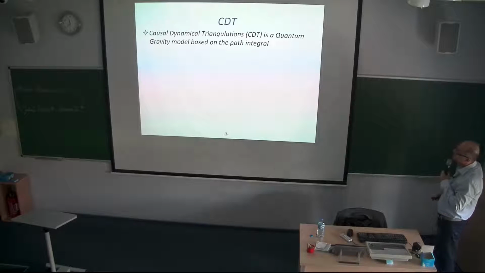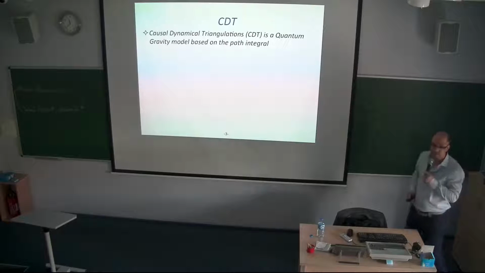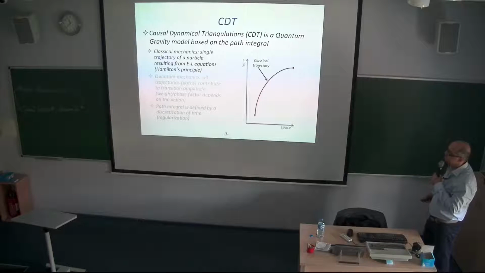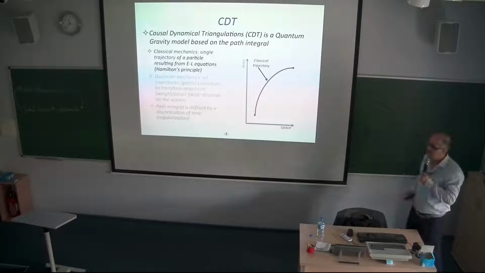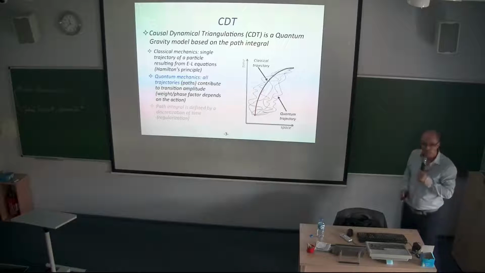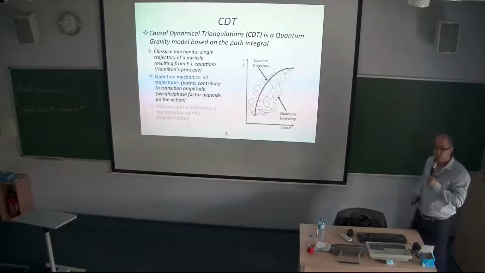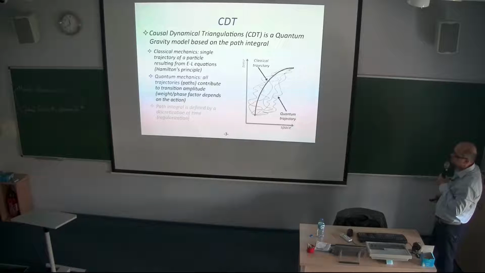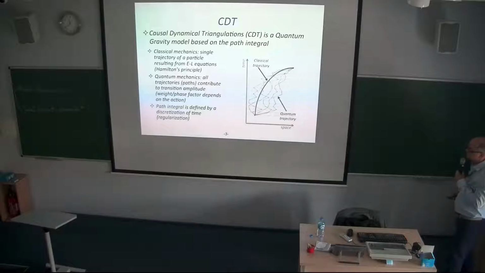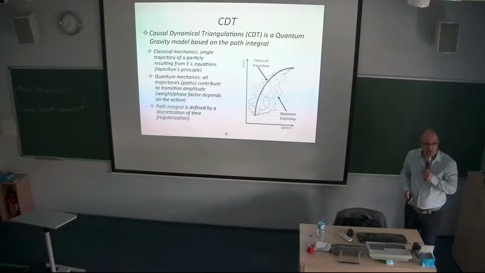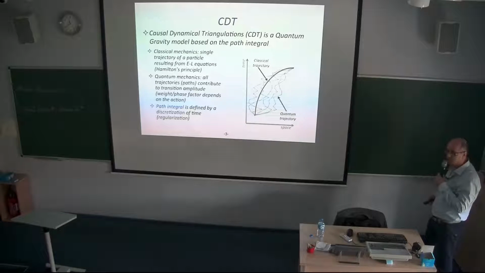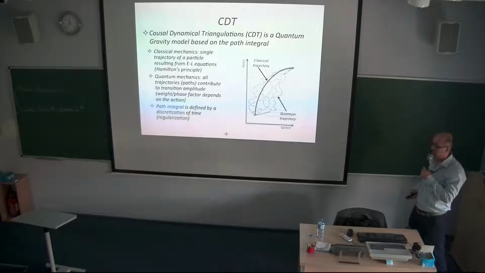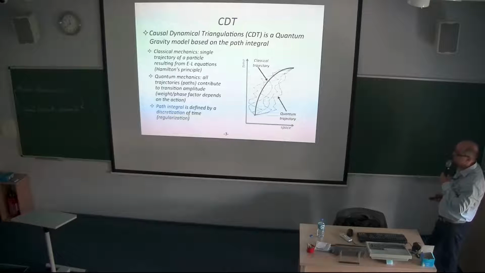Okay, so causal dynamical triangulations is a quantum gravity model which is based on the path integral approach. Just to recall very quickly, as you know, in classical mechanics we just have a single trajectory for a particle. And quantum mechanics can be formulated using the path integral approach, in which you have a sum over all possible trajectories with a weight of e to the i times the classical action. And to define this path integral, what is done in practice is that time is divided into some discrete units, and if this delta t goes to zero, you recover the continuous theory.